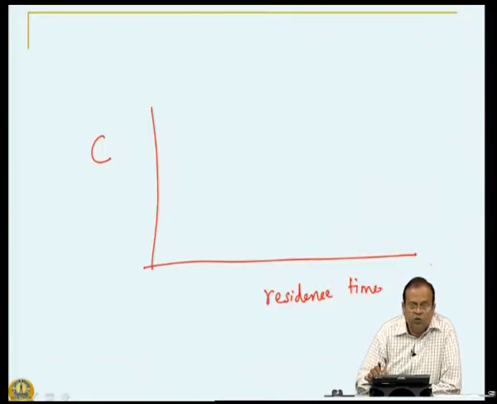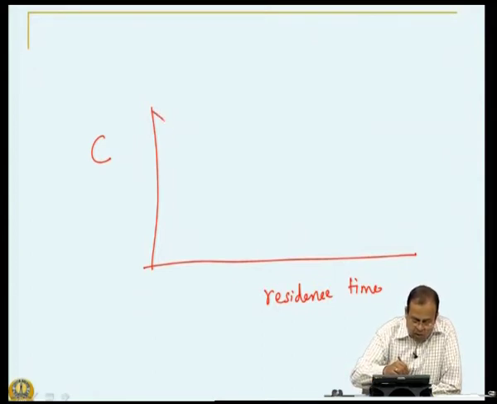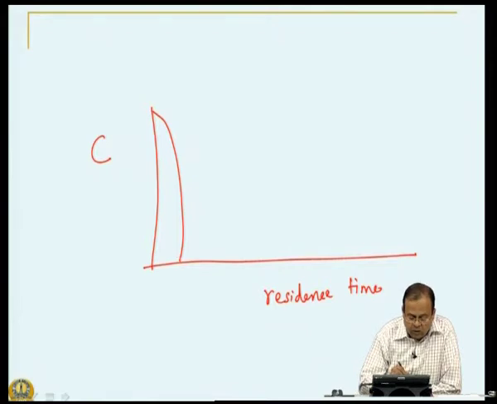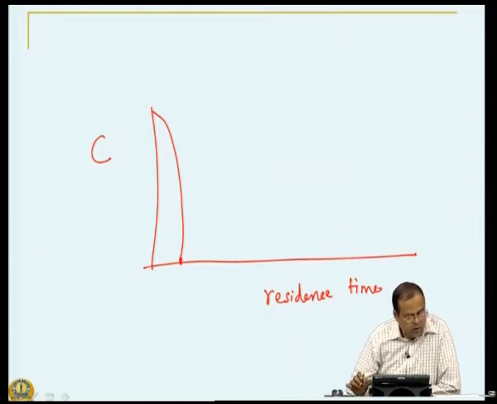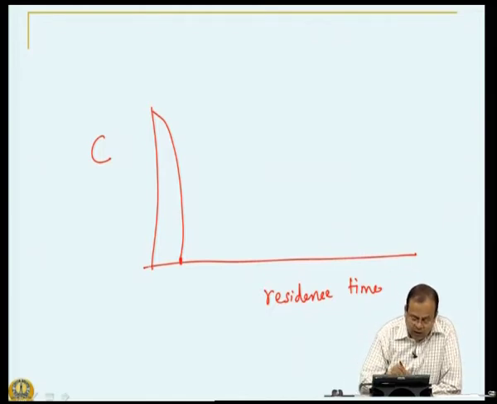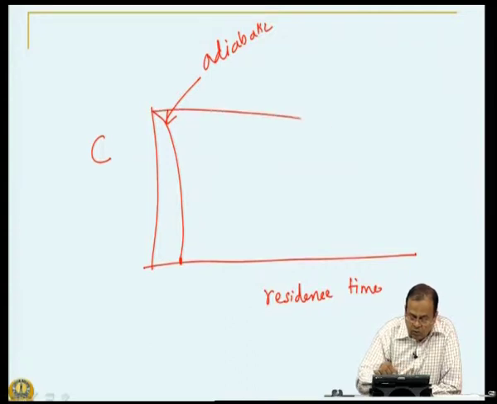For the same values of these parameters that we had considered, we get a behavior which looks something like this. Although I do not have exact numbers over here, we have reaction occurring very rapidly. So, this is for adiabatic operation and this is what will happen for steady state or isothermal operation.